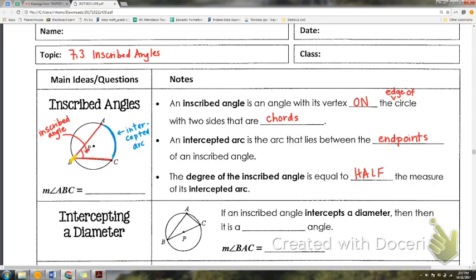So what that means is, over here in our diagram, if I tell you that the angle is half of the arc, and that this angle is 30, then the arc is double that, right? So the arc would be 60 degrees. So the measure of angle ABC is half the measure of arc AC.